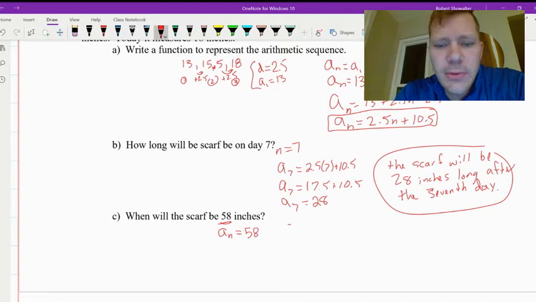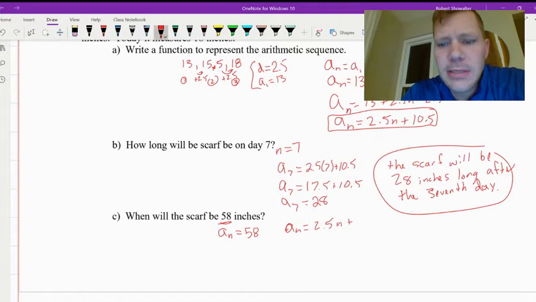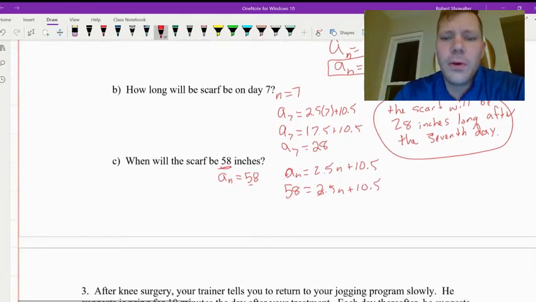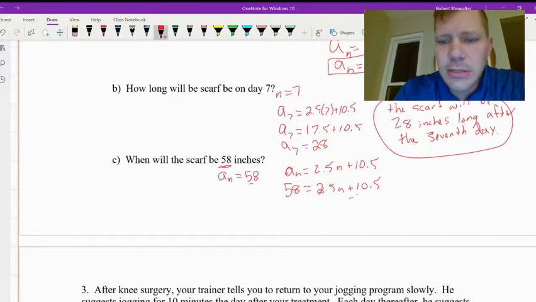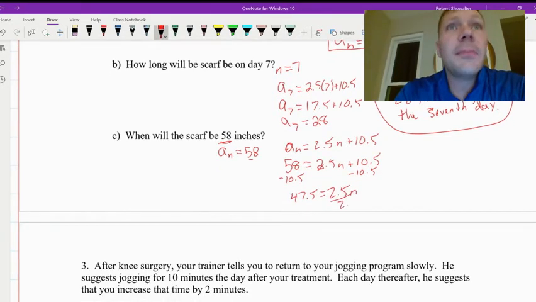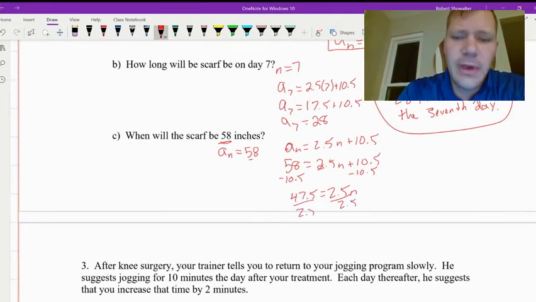So what we do is we have our formula, a sub n equals 2.5 n plus 10.5. And we have the scarf being 58 inches, so that's our a sub n, and we solve this equation for n. When we do that, we'll find the day when the scarf will be 58 inches. So now we're going to minus 10.5 minus 10.5. So that gives us 47.5 equals 2.5 n. And now we're going to divide by 2.5, divide by 2.5.